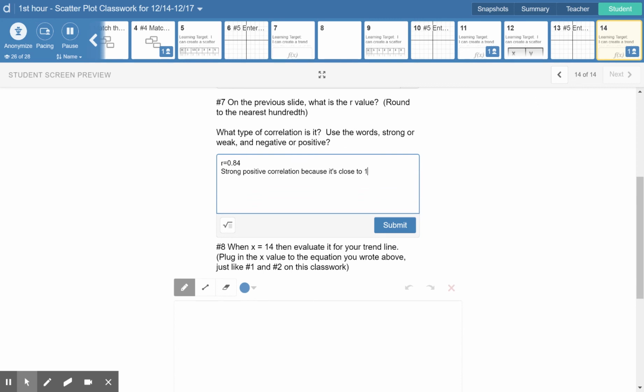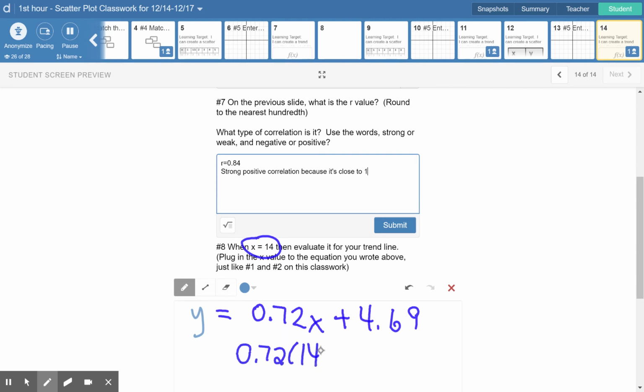And then you're going to plug in 14 for this equation. So we have y equals 0.72x plus 4.69, put in 14. And let the calculator do the work, even with decimals. 0.72 times 14 plus 4.69. So then you're going to get y equals 14.77.